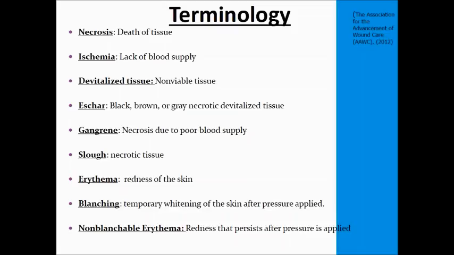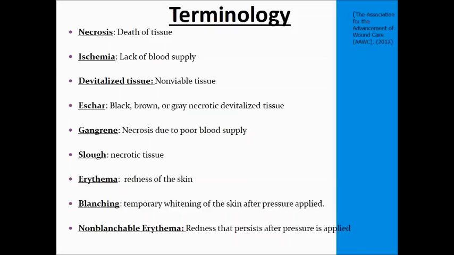Gangrene is necrosis due to poor blood supply. This can be local or an entire extremity or organ. Slough is necrotic tissue as well. A lot of times you see that yellow tissue that's loose or stringy or firmly adherent to the wound bed. Erythema is redness of the skin.